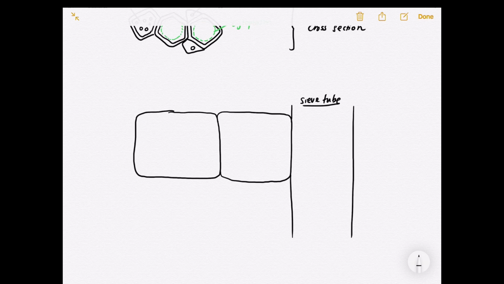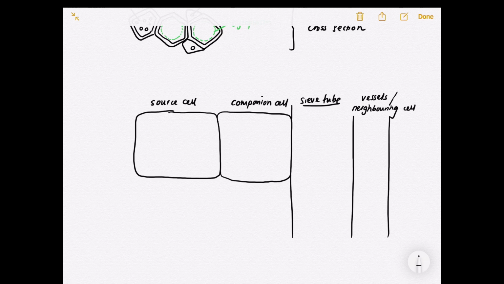So you have the sieve tube. This will be the source cell. Companion cell. And next to the sieve tube, a vessel, a xylem vessel, because in a vascular bundle, usually next to your phloem, you have your xylem. So this is the longitudinal section.